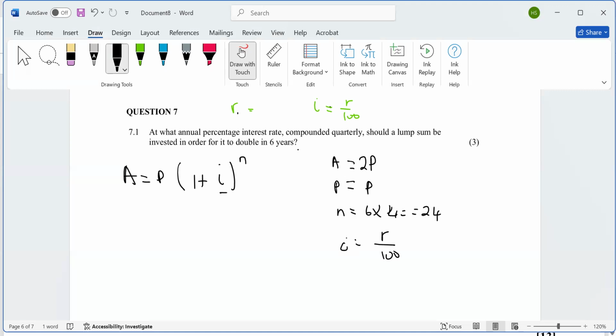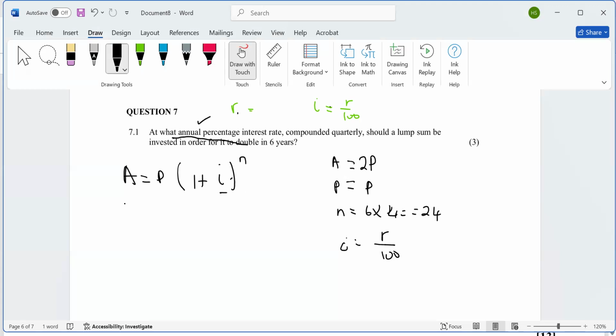They want the annual percentage. We should also be careful of that one. Because they could have just said, what is the percentage? And then remember it still has to be compounded quarterly, but they said, what is the annual percentage interest rate? So which one do you prefer, should we substitute here or continue with the I?